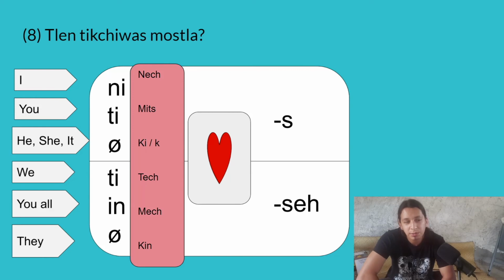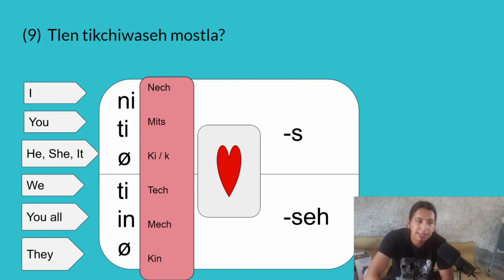Okay, so the one that typically is going to be used is going to be the K for it. Literally, what will you do it to it tomorrow? What will you do it? Is how you're literally saying. Tlen tikchiwase mostla. What will we do tomorrow? Literally, what are we going to do it tomorrow? But that's how you say it in Nahuatl. Tlen tikchiwase mostla. What are we going to do tomorrow?